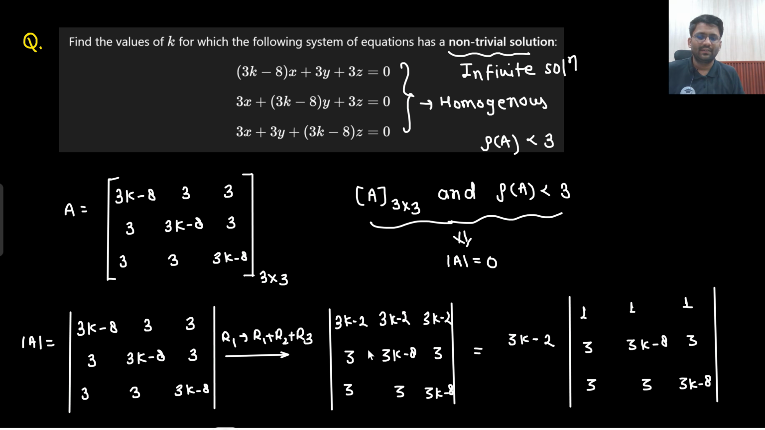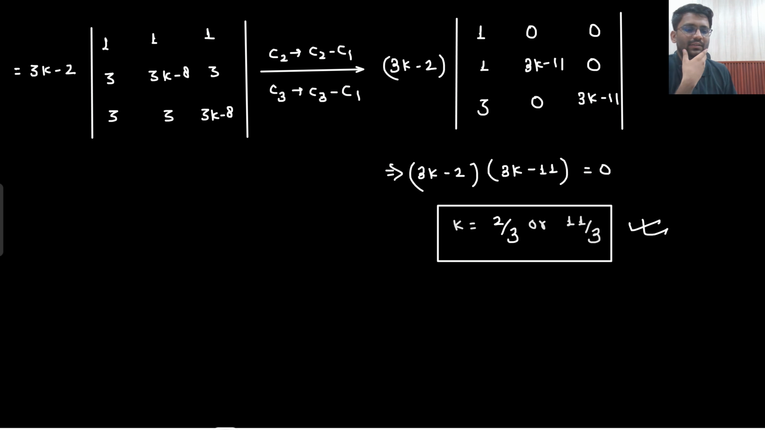3k minus 2, right? So this kind of blunder, please avoid. So 3k minus 2, 3k minus 2 comes outward, and then k will be 2 by 3. And this is how you are solving it.